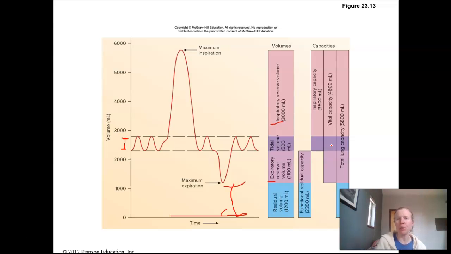And then we move into this idea of capacities. And so capacities are going to link together a couple of these volumes. So for example, vital capacity. This is a super important one, right? So vital capacity is the maximum amount of air that you can move in a single respiratory cycle. So notice what it includes here, right? From a normal exhale all the way up, right? That would be your vital capacity. Okay, I'm sorry, all the way in and then all the way back out, right?